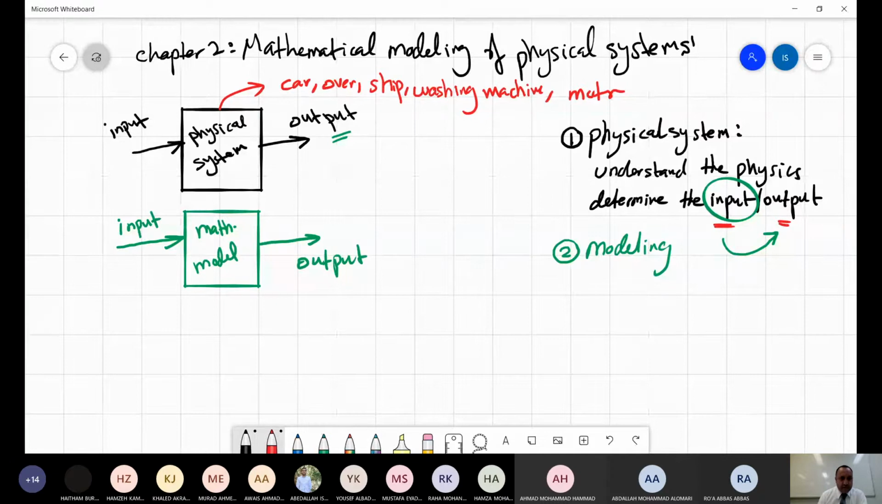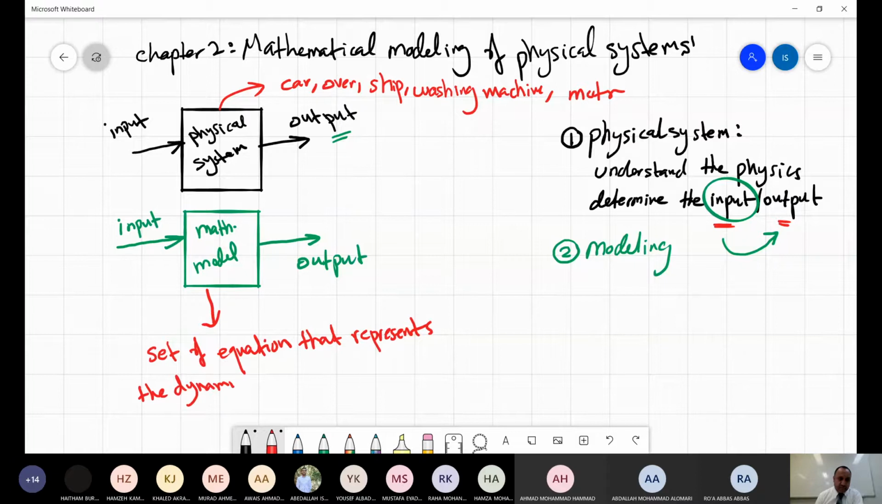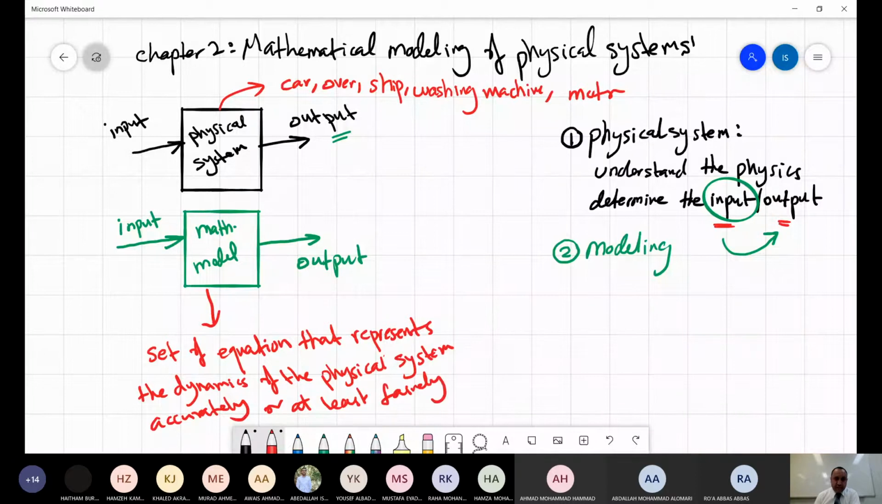So the math model is actually a set of mathematical equations in general that represents the dynamics of the physical system, let's say accurately or very well, or at least, let's say, fairly well. So this is a math model, actually.